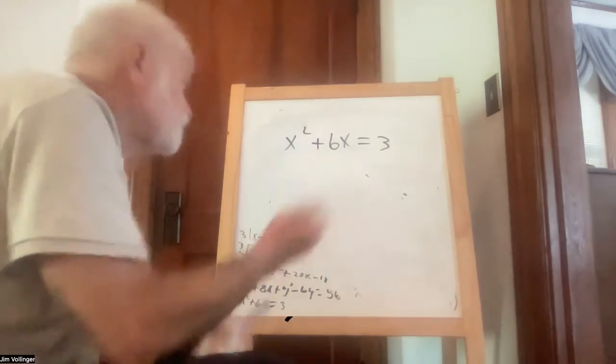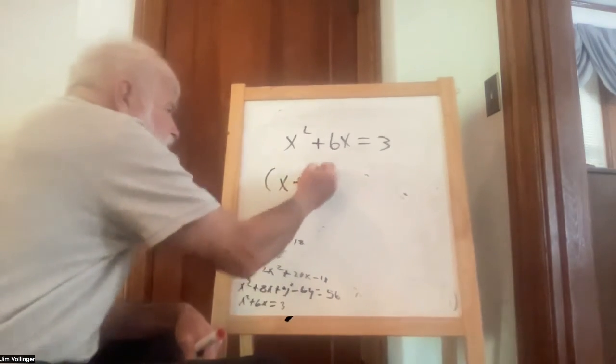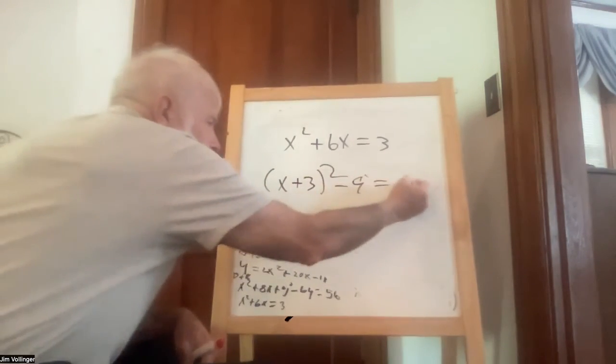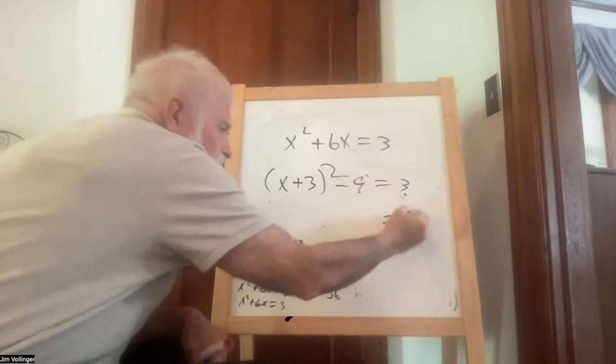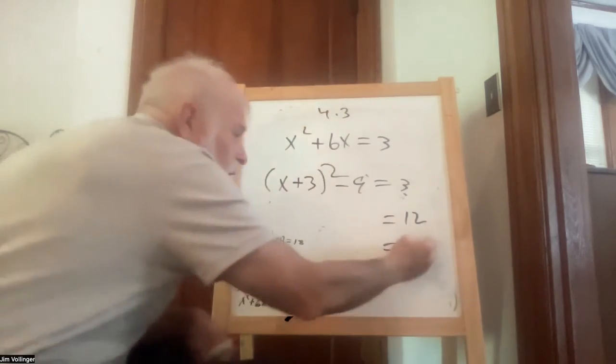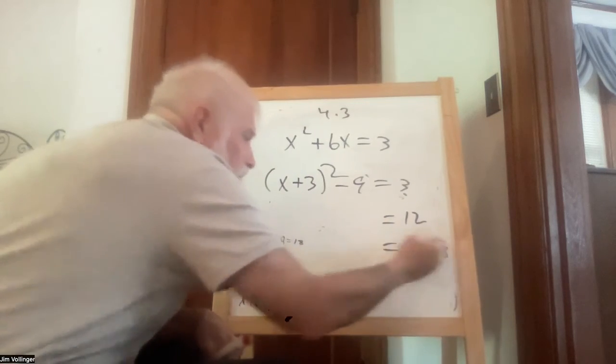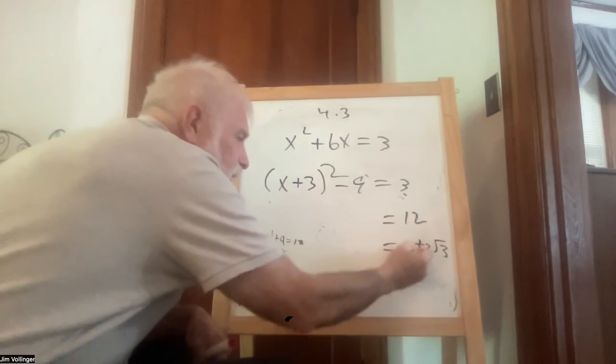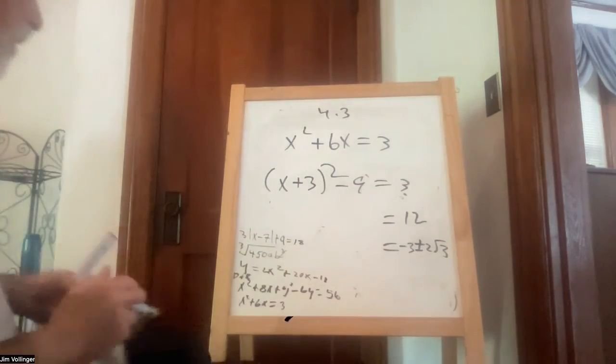So what do we do? Well, I hope this is becoming second nature to you. So we add 3 to 9, we get 12. We take the square root of 12, which is 4 times 3, so I'm going to write it as 2 root 3. And then I'm going to subtract 3 and I'm done. Okay, so there's some practice.